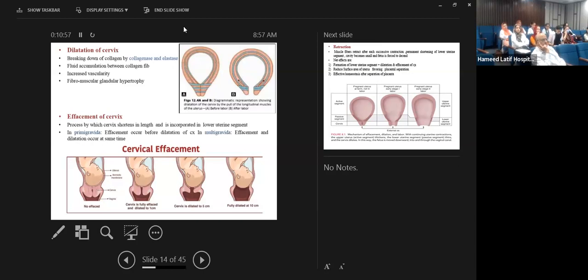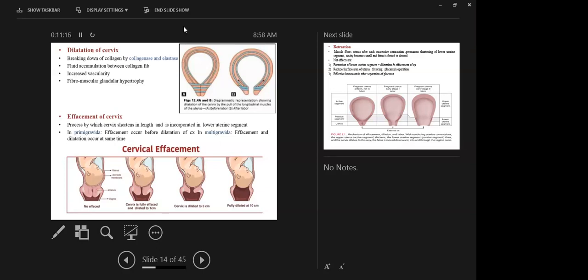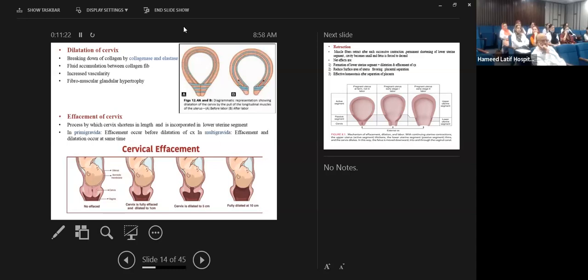That occurs through the mechanism that when there is vasodilatation of the cervix, it causes increased permeability of neutrophils that have collagenase and elastase enzymes that break down the collagen. Also, there is fluid accumulation between the ground substance. So, ripening of the cervix. Here is the diagrammatic representation of dilatation of the cervix.